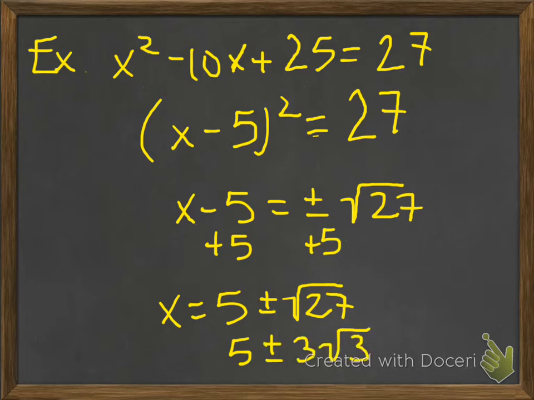Now, traditionally what I've done is this. If you give me 5 plus and minus the square root of 27, I'll give you full credit on the test Wednesday. If you give me 5 plus and minus 3 square root of 3, further simplifying it, that usually adds bonus points. You might want to remember how to do that.